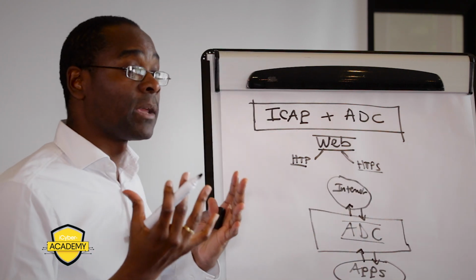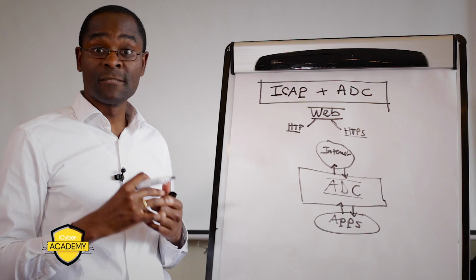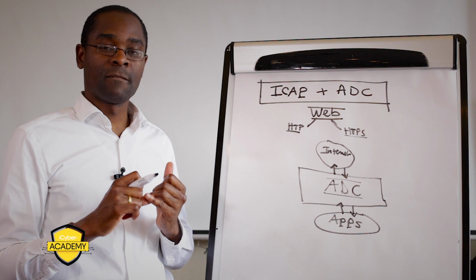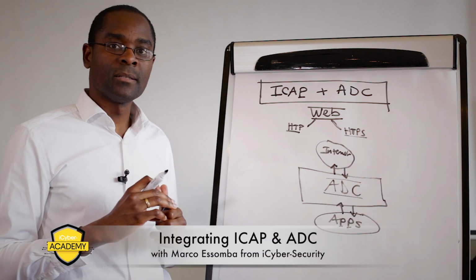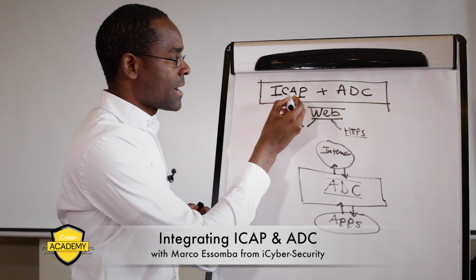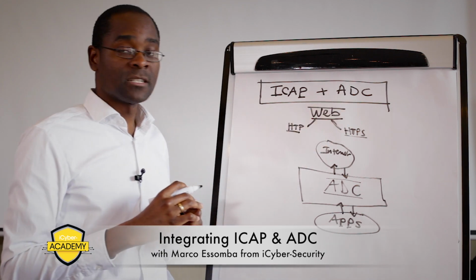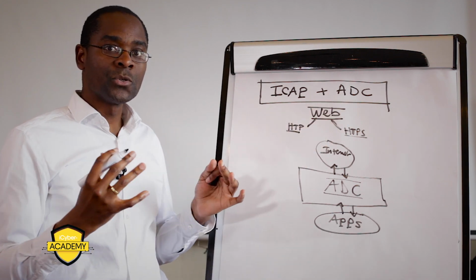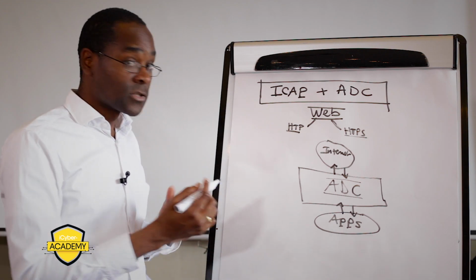So we need some sort of plugin. We need something that will allow us to look at that traffic and inspect it for malware, and inspect it for sensitive information leaving the company, essentially what we call data leakage prevention, DLP. So we're combining the ICAP protocol and an ADC, an application delivery controller device, to provide that type of real-time content scanning. So how are we going to do that?